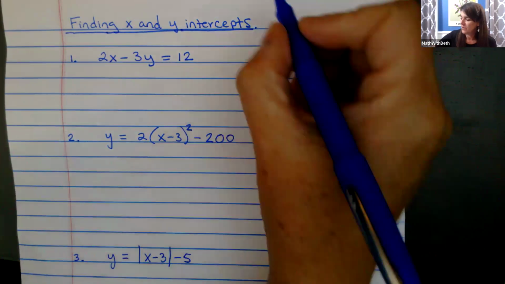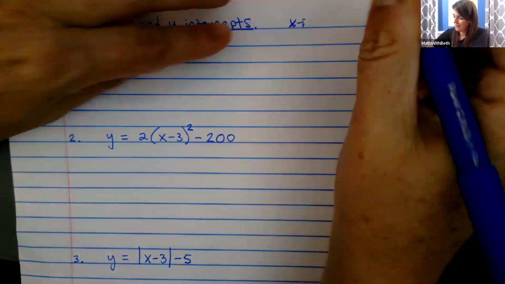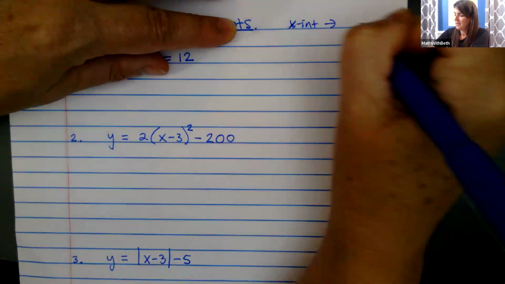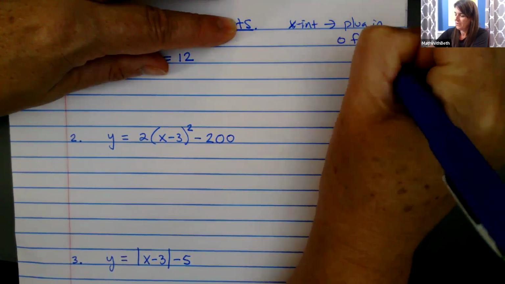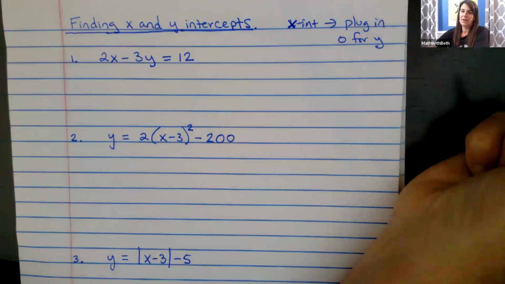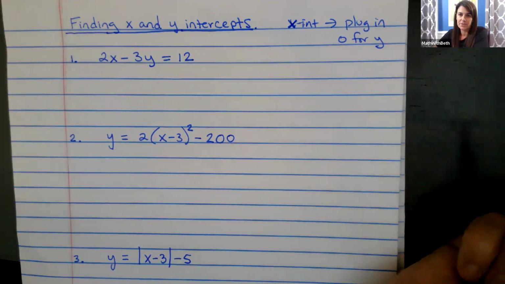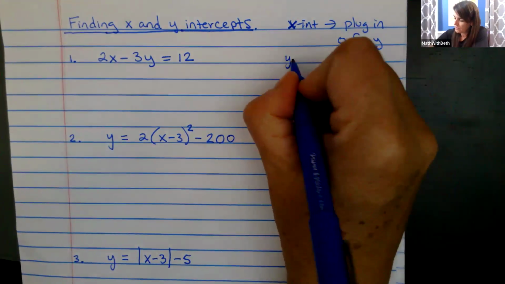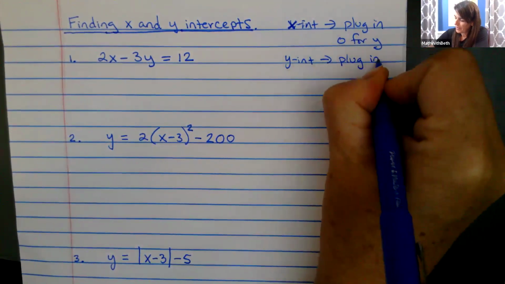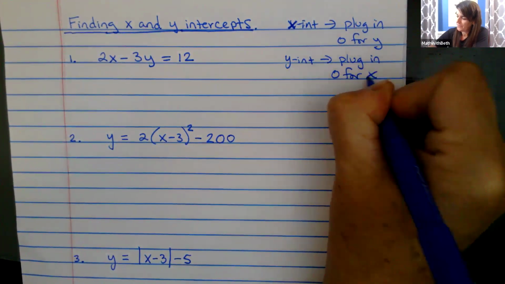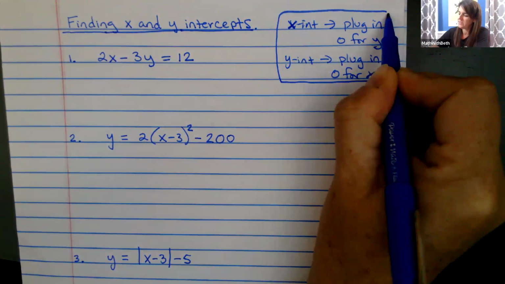So to find an x-intercept, the main idea is to plug in 0 for the y value and then solve, because you're only ever going to have an x-intercept if the y value is 0. And then to find a y-intercept, you're going to do the opposite. So you're going to plug in 0 for the x value. So these are just the basic rules on how to find an x and y-intercept.